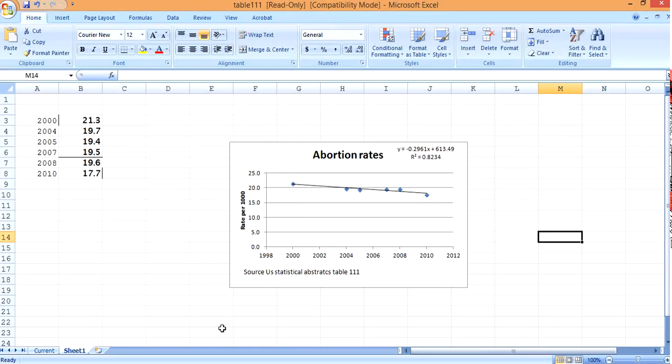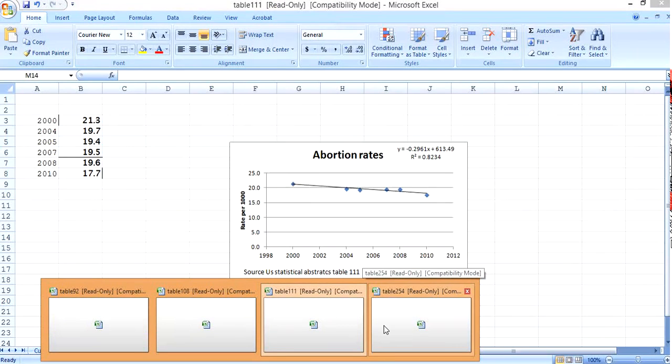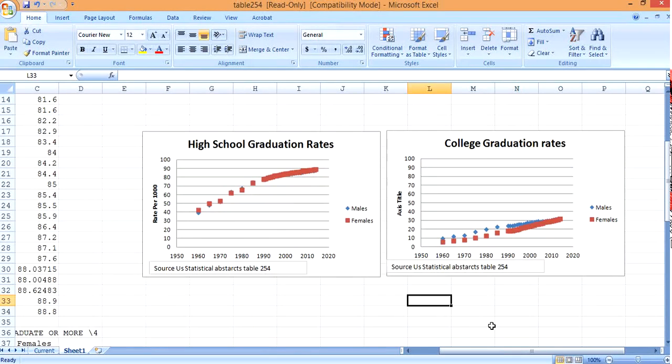Finally, we might also think that there are other factors at play besides sexually related behavior, right? Perhaps education may be related to the decrease in teenage birth rates, and not sexual education, but education in general. And so I go to a different section of the U.S. Statistical Abstracts looking at education data, and I find here that high school graduation rates and college graduation rates are both increasing, and they're both increasing for both males and females, right?